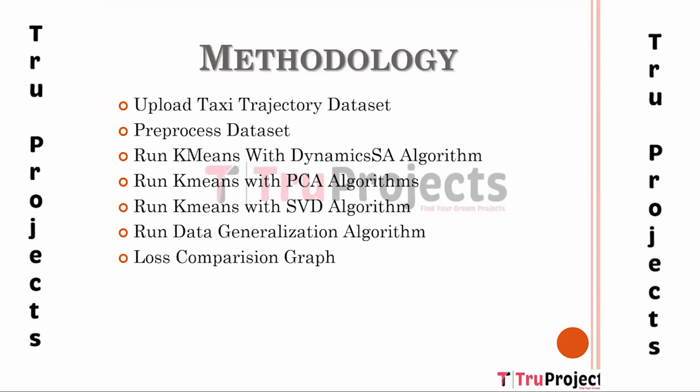The next one is run k-means with dynamic assay algorithm. In this, we will be implementing the k-means algorithm and dynamic assay algorithm with the dataset. Similarly, we will do in the modules which are k-means with PCA and k-means with SVD. The last one is data generalization algorithm. In this, we will be generalizing the data. The last one, which is loss comparison graph. In this, we will be comparing the loss of all the algorithms.